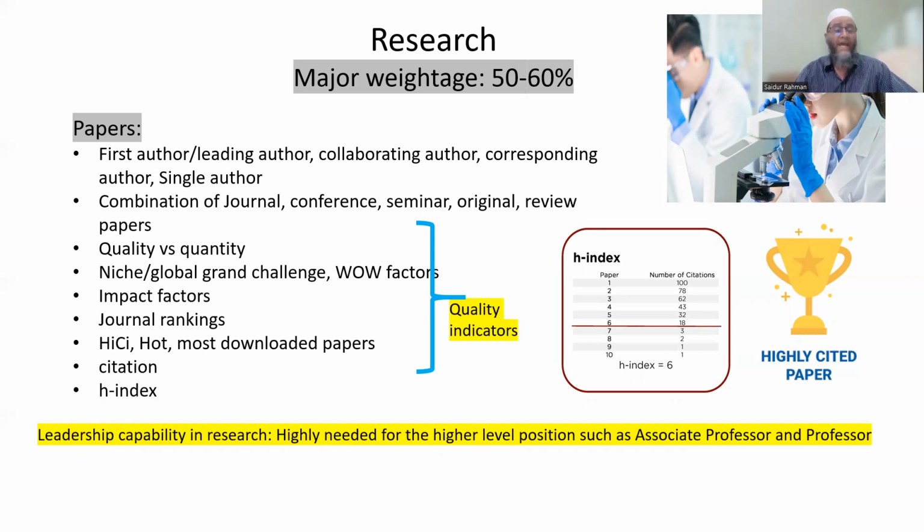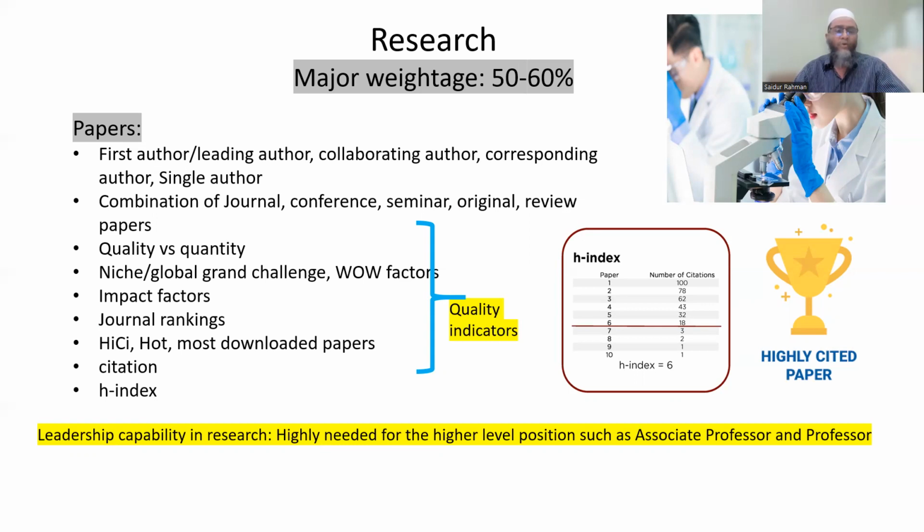So one should have papers in journals, conferences, seminars. Papers also should be original and review. As you can see, someone should not publish only conference papers or only seminar papers. It should be balanced with journal papers, conference papers, seminar papers, original and review papers.